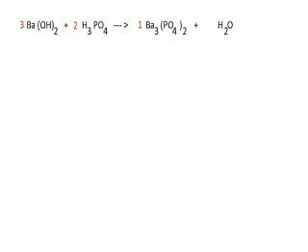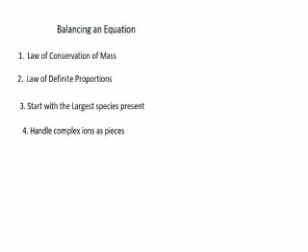Putting a 1 in front of the barium phosphate means we have 3 bariums. They all have to be coming from the barium hydroxide, so we put a 3 in front of the barium hydroxide. The barium phosphate has 2 phosphates in it. We have phosphates present in the phosphoric acid, and so we have to put a 2 in front of the phosphoric acid.